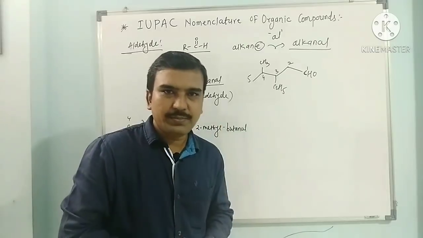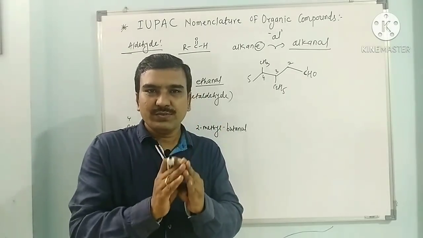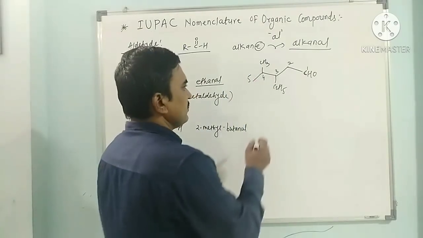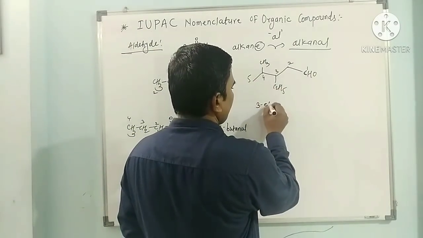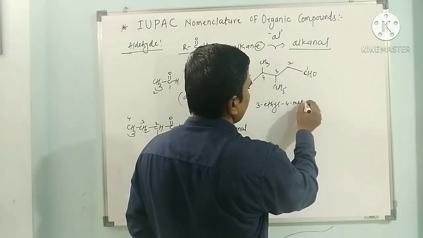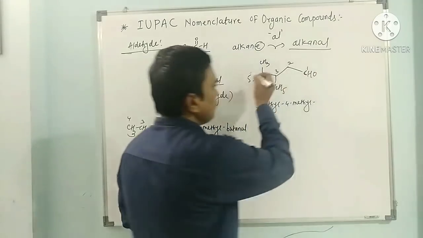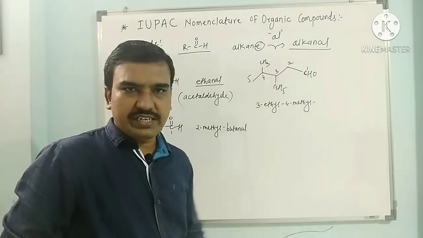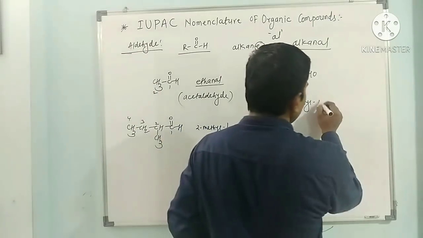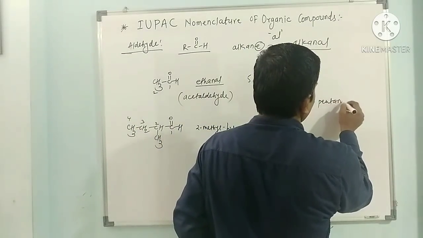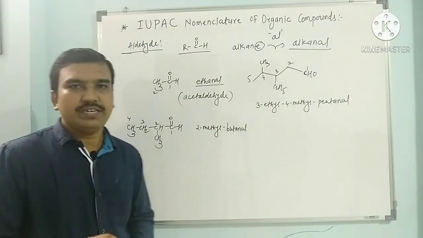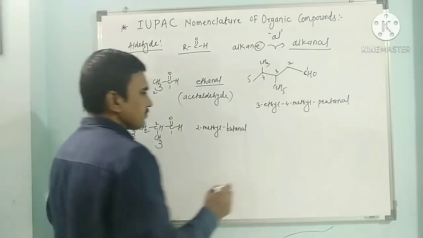While representing its name, we must follow alphabetical order. Ethyl comes first over methyl. So this is 3-ethyl, then 4-methyl. How many carbons? 5 carbons means pentane. The last E is replaced with AL, pentanal. So it is 3-ethyl-4-methylpentanal, an aldehyde.